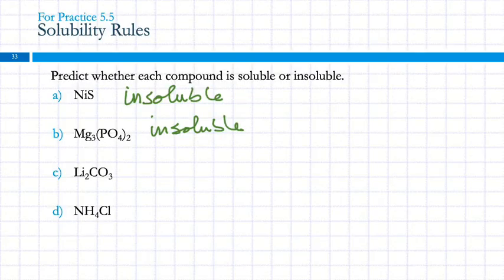Lithium carbonate, soluble. Because lithium is in that first line. That first line is alkali metals, lithium, sodium, potassium, and then our weird friend ammonium. And those compounds are always soluble. How about ammonium chloride? Soluble. Again, you see NH4, it's soluble. No exceptions. Any questions?